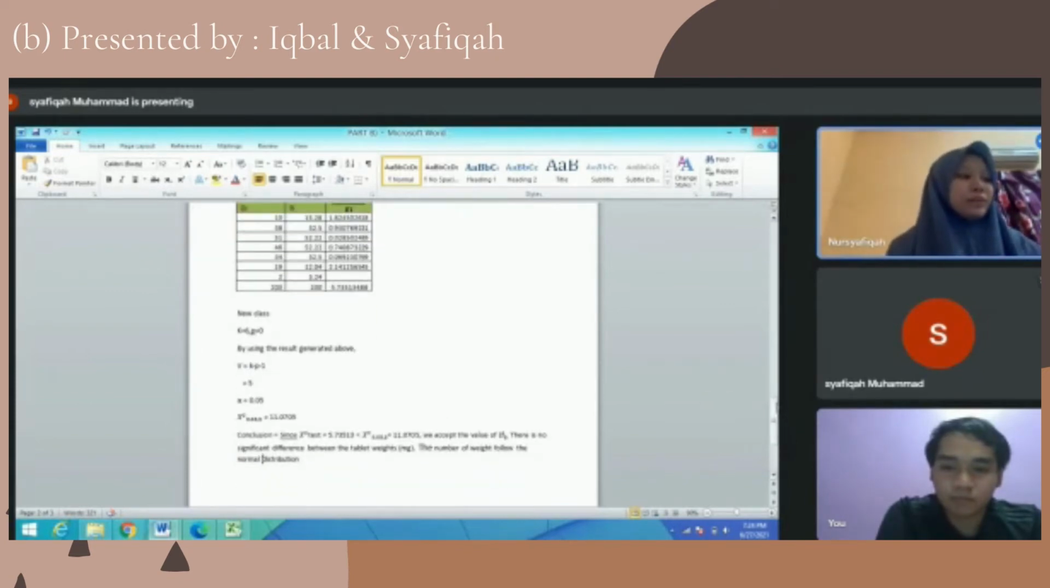So after that, we get the critical value, which is 11.0705, and we use the significance level of 5%, which is alpha, which is 0.05. So since the calculated value we obtain is smaller than the critical value, we accept the H0. So there is no significant difference between the tablet weights. The weights follow the normal distribution.